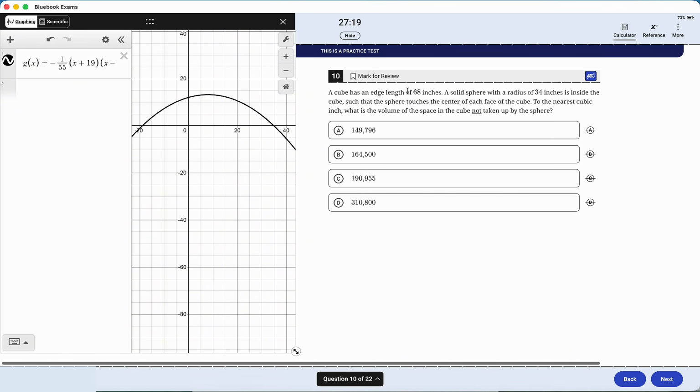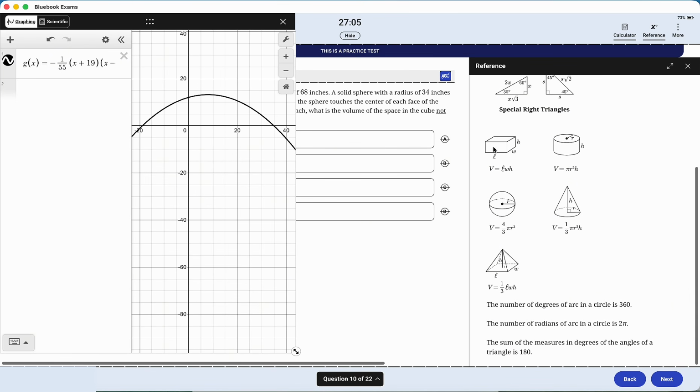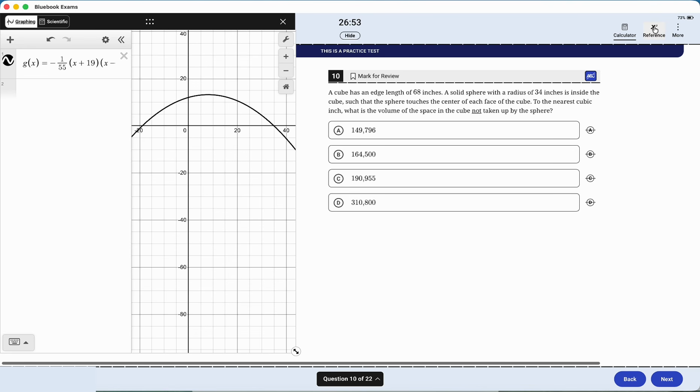Next one. A cube has an edge length of 68 inches. A solid sphere with a radius of 34 inches is inside the cube such that the sphere touches the center. So here's where this reference sheet is useful, with volumes. That's basically the most useful thing. They'll tell you, here's the rectangular prism, your cylinder, your sphere, your cone, everything. So if you don't know those volume formulas, that's all right. It's usually one of these. So that's when that reference sheet is actually useful.